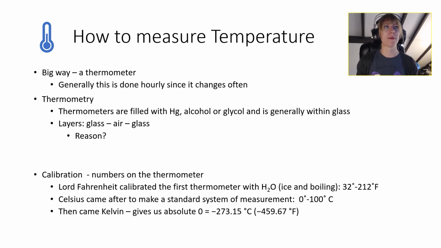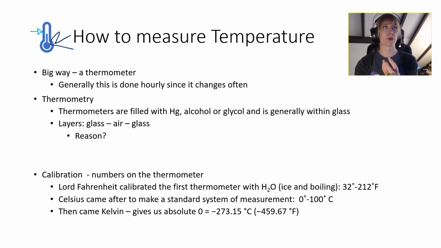So thermometers are generally filled with either mercury, alcohol, or glycol. Glycol is like an oily substance. So the layers of a thermometer, yes, there's layers, involve glass, air, and glass in order to insulate the liquid within. This way, that temperature is only taken from this bulb region. So the bulb is either entirely glass or metal. And the space above the bulb in the tube will have no air. Okay? No air at all.